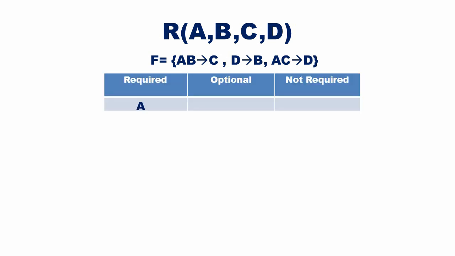Consider another relation with attributes ABCD. Given FDs, AB determines C, D determines B and AC determines D. A appears only on the LHS, so it is a required attribute. B, C and D appear on both sides, so these are optional attributes. Check A closure. A closure includes only A. It is not a candidate key.